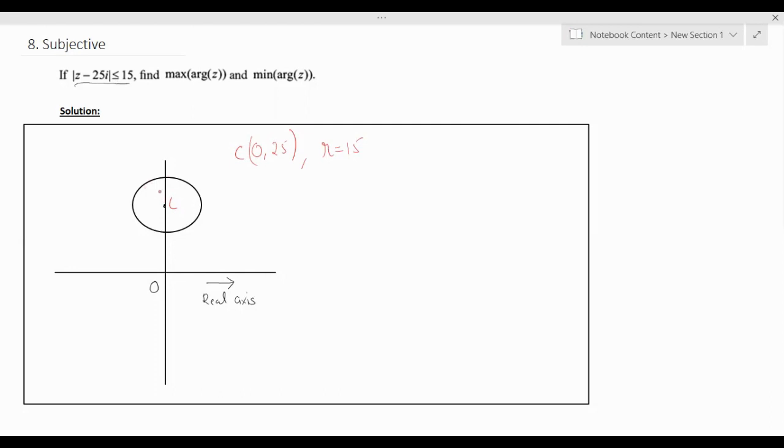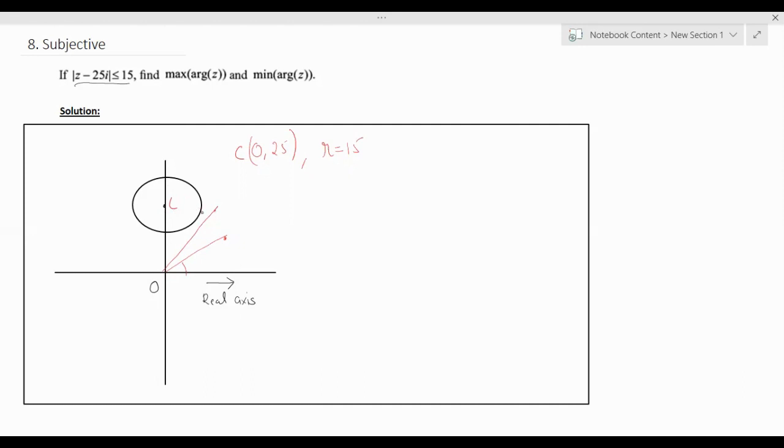Now what is it telling us? Basically z is all the points which lie on the circle as well as inside the circle. Okay, so now how do we find the maximum and minimum argument? Observe this. If you have a point here and you join it to the origin, this will be the argument. What you are observing is that if you move in the anti-clockwise direction, your argument is increasing.